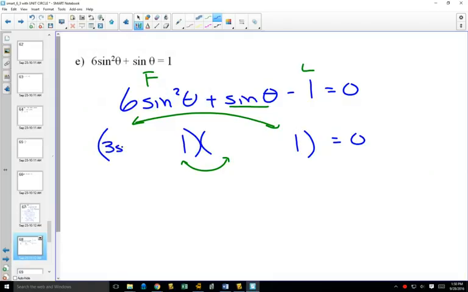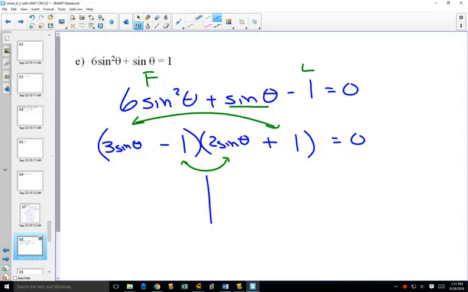Because if I use 3 and 2, my outside's 3, my inside's 2. Can that ever make 1? Yes, if I'm subtracting. My outside would have to be positive. My inside would have to be negative. And sure enough, we're going to get 6 sine squared, we're going to get plus sine theta, we're going to get minus 1.